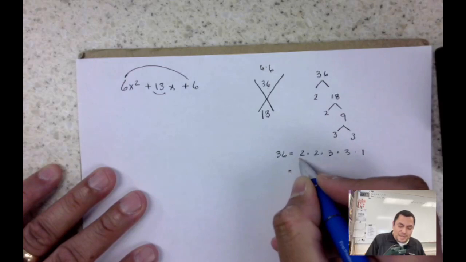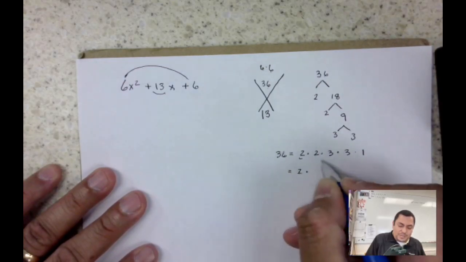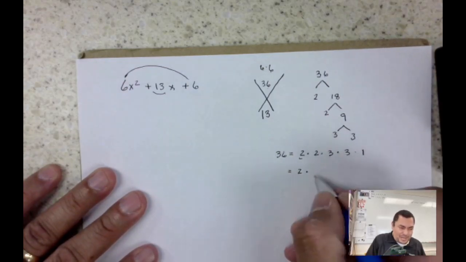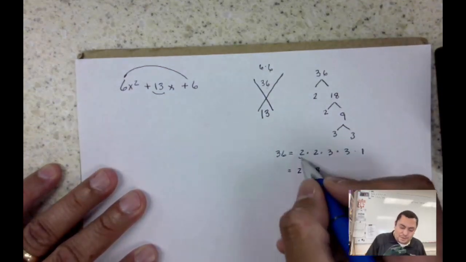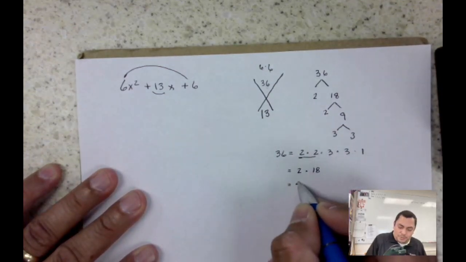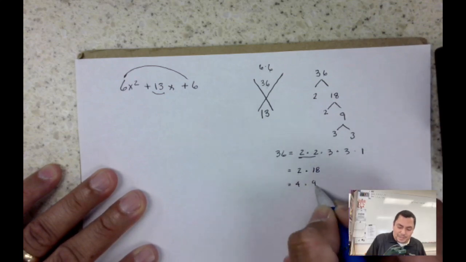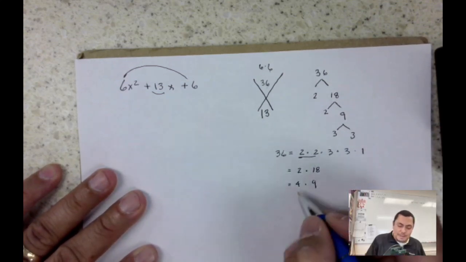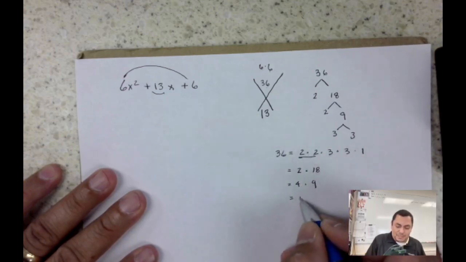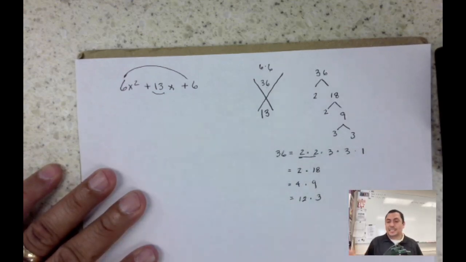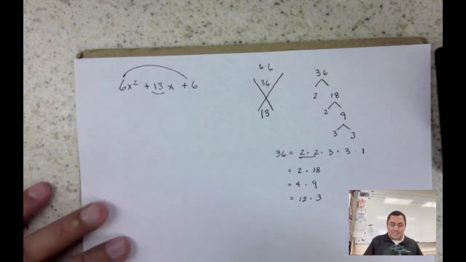For example, if I choose 2 first, 2 times 3 times 3 is 18, so 2 times 18 is equal to 36. Now choose these two: 4 times 9. 4 times 9 is 36. Now I have another one. If you choose the last one, 2 times 3 is 6, 6 times 2 is 12, times 3. That's another pair. So now you can test these numbers.